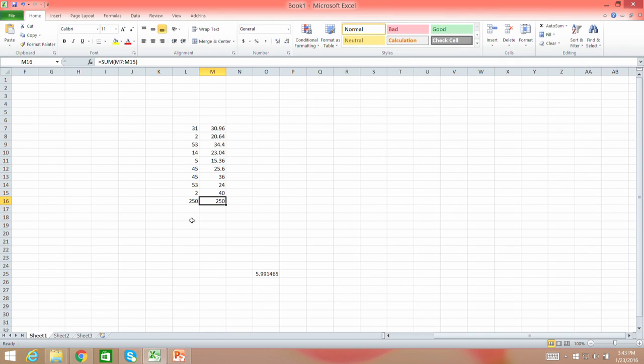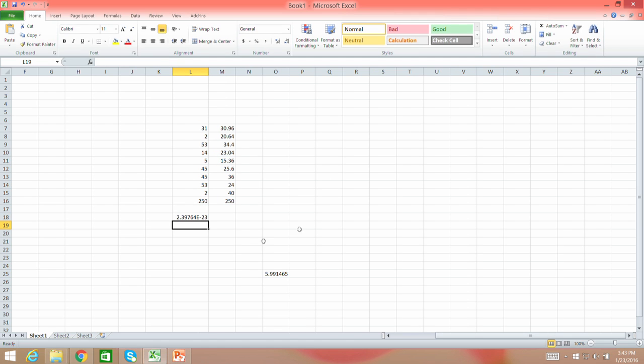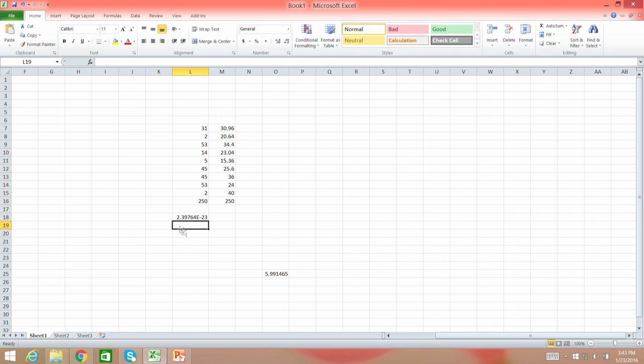So, I can use CHITEST, comma. So, you get a very small probability, which means that we can reject the null hypothesis, which means that the null hypothesis, there is no relationship between the location or continent and the type of malaria. Same thing I got here, right. I rejected. Now, by using a chi-test I am able to reject the null hypothesis.